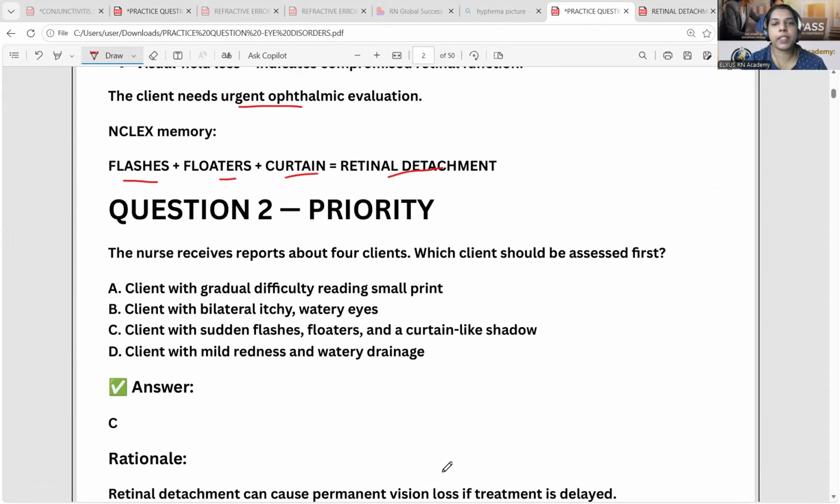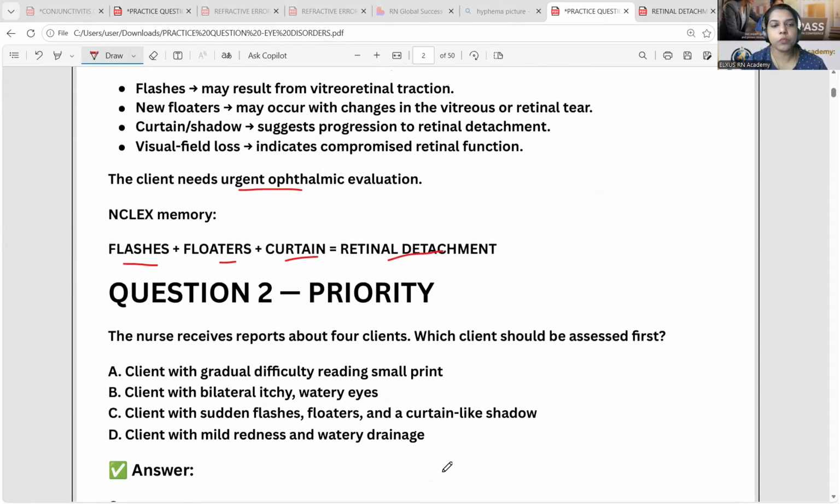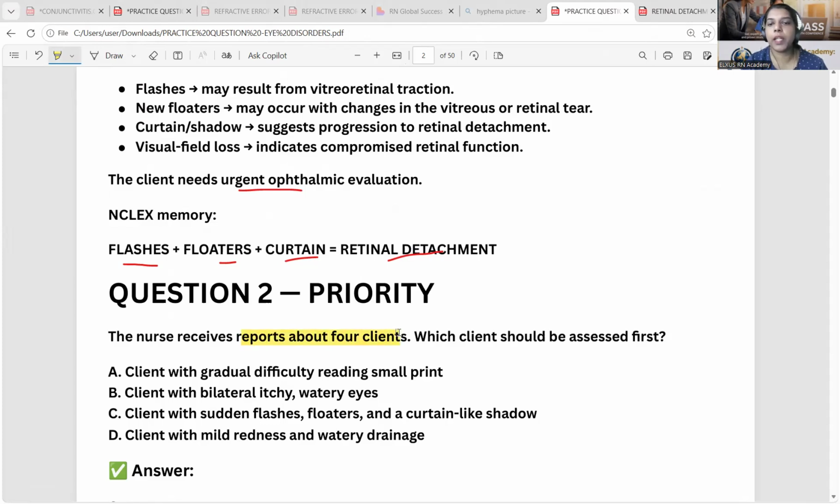So we can go with the next question. In this question, the nurse receives reports about four clients. Okay, it is a triage-like question. Which client should be assessed first? So it is a priority and triage based question. Triage means according to the severity of the symptoms, we categorize which patient needs immediate attention.